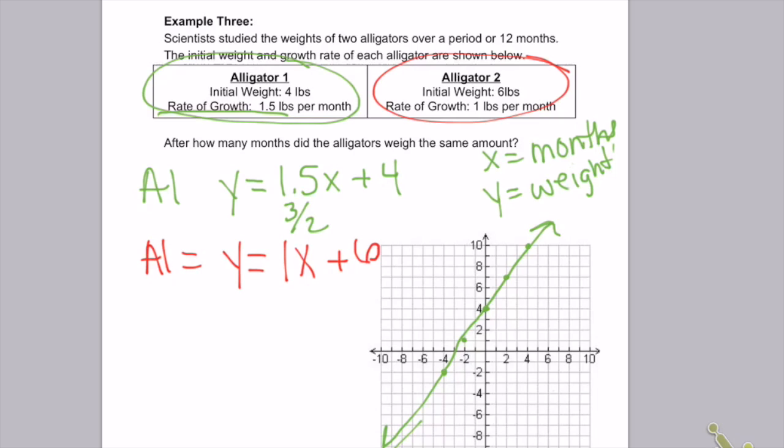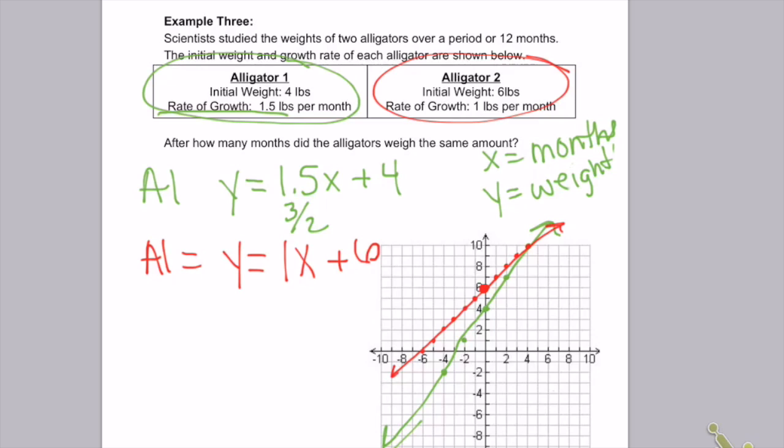Now let's go ahead and graph the second alligator. So remember, that one's going to start at 6. And it's going to go up 1 over 1. Up 1 over 1, up 1 over 1, up 1 over 1. Uh-oh, we see the overlap. That's perfect. That's what we want. So we'll draw our line.